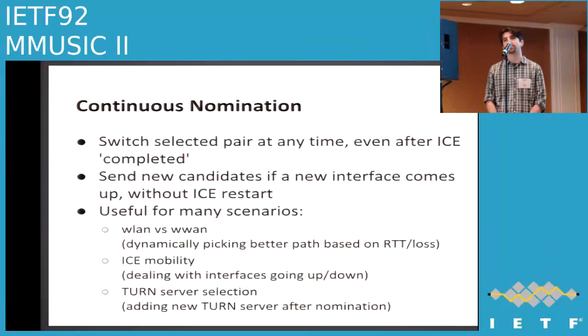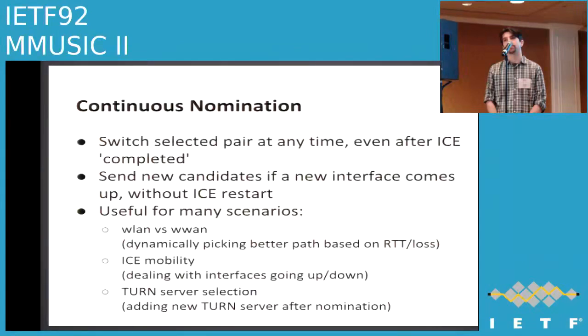You can also, if you discover new candidates, either from new TURN servers or a new interface that comes up, trickle those to the other side at any time without an ICE restart. I've come up with a couple of scenarios where this is quite useful. If you're on 3G but you also have flaky Wi-Fi, you can dynamically, based on your RTT or your packet loss statistics, switch the selected pair between your Wi-Fi or 3G interface at any point in time. This seems quite valuable in many mobile scenarios. If you go all the way to full mobility, where you walk out the door, your Wi-Fi disappears, your 3G comes up.